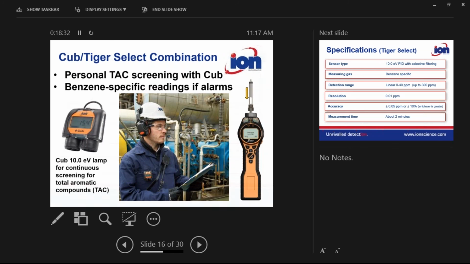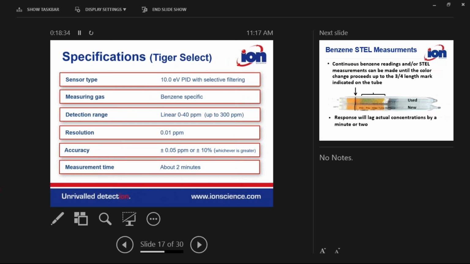Just briefly going over the specifications. Again, a 10.0 lamp for benzene-specific measurement, 10.0 lamp with the filtering tube. Detection range, the linear range is given as 0 to 40 ppm, but as we'll see later, you can actually go up to almost 300. Resolution listed is 0.01 ppm, that's 10 parts per billion. The readout is 1 part per billion, but that's probably a more reasonable resolution.